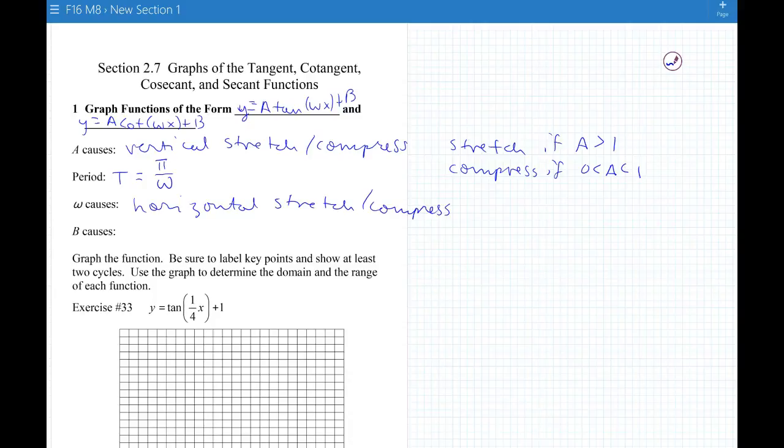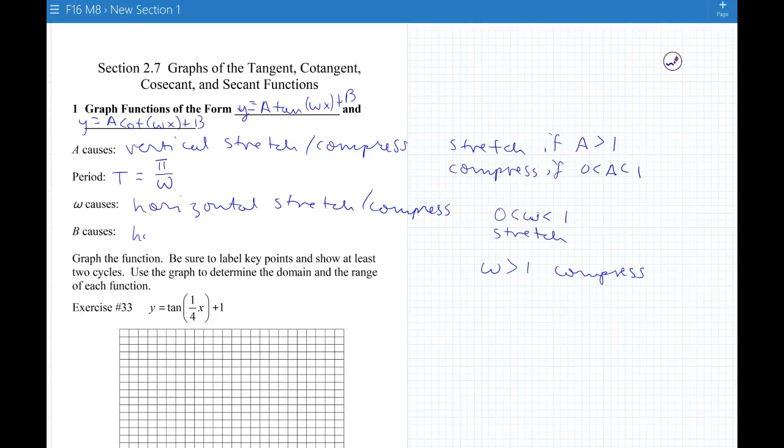And however you learn this, you've got to learn that the horizontal and vertical work differently. If omega is between 0 and 1, you get the stretch. See how it's the opposite of the vertical. If omega is bigger than 1, then you get the compress. So omega and A act in opposite ways.